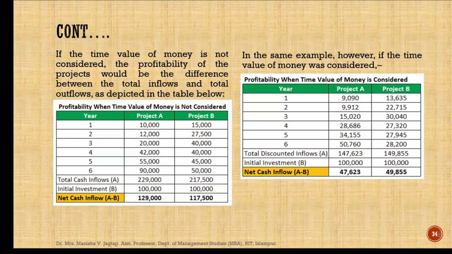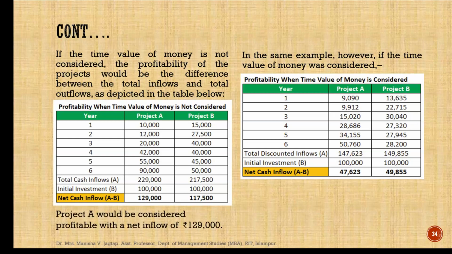And then applying the same formula, that is net cash inflow is equal to total discounted inflow minus initial investment, we derived 47,623 in case of project A and 49,855 in case of project B. So now you are expected to give a suggestion to the company on which project is beneficial to the company.